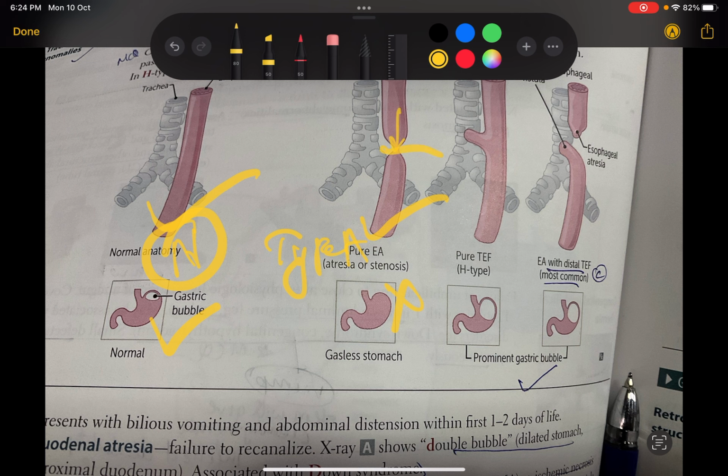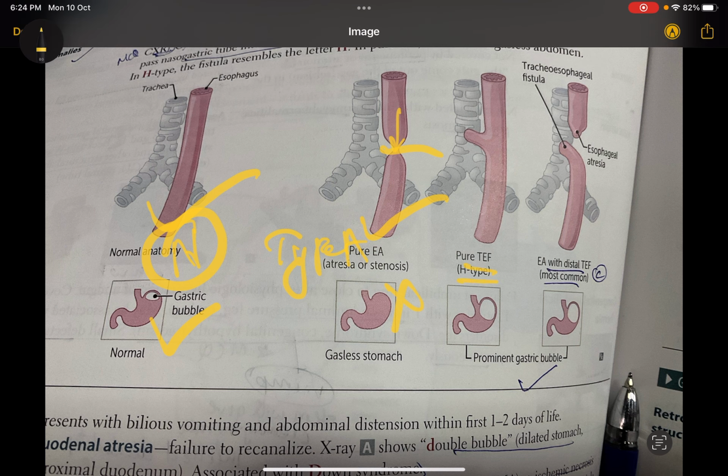The pure TEF is the H type that I told you, and there's increased gas that's entering, so there'll be a prominent gastric bubble. And this is the most common, that is the type C that I spoke of, and again there'll be an increased gastric bubble because air is going to definitely enter. And that being about it, thank you very much.